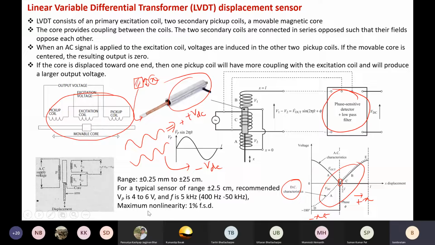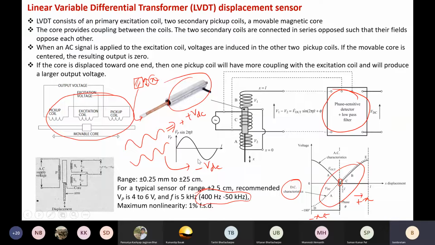Yes, very good. Theoretically, this system should work at any frequency. The typical value we have mentioned is 5 kilohertz, but here you can see the range is 400 hertz to 50 kilohertz. That can be the applied excitation frequency, so you can apply any frequency in between. And why do we have these values? These values are given by the manufacturer.